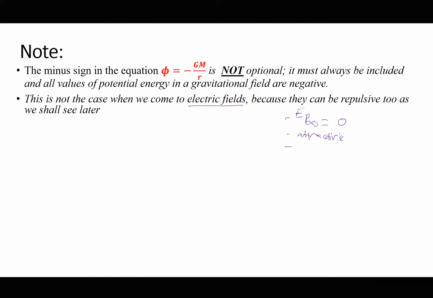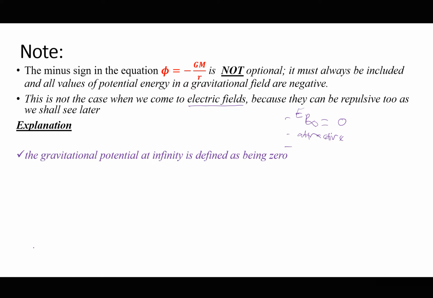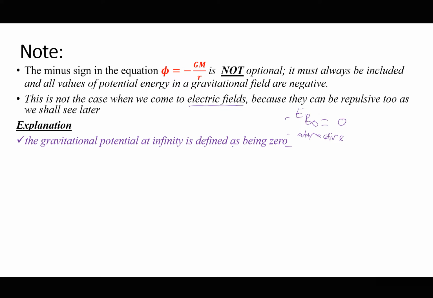So this is what I've been explaining. The examiner will ask you, explain the significance of the minus sign. Number 1, the gravitational potential at infinity is defined to be zero. And the gravitational force between two masses is always attractive, so two masses always just attract each other. You yourself are not doing work when you move one mass towards another mass in the direction of the field. You only do work when you move it against the field.